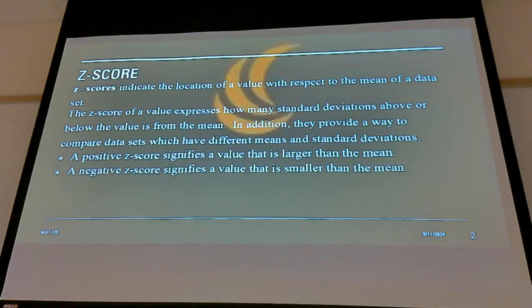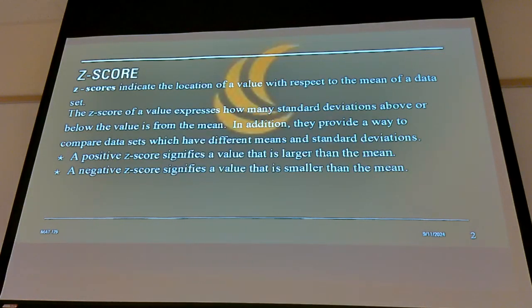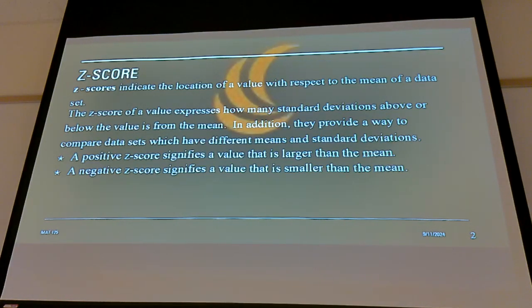Right, positive z-score obviously means that you're larger than the mean. Negative means you're smaller than the mean. If you have a z-score of 0, that is the mean. A z-score of 0 is very, very, very rare.